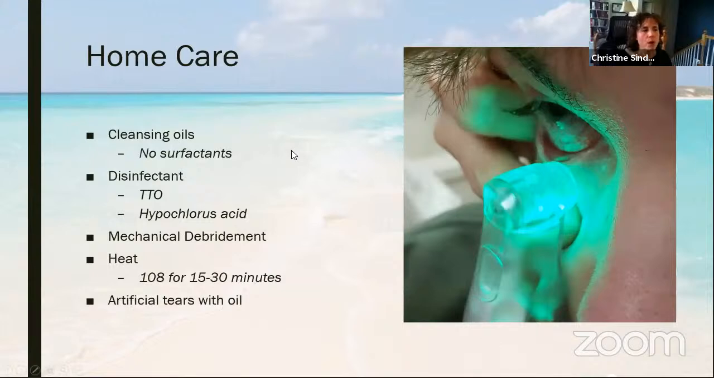So then I send them home with at-home care. I send them home with cleansing oils, some type of disinfectant, whether it's a tea tree oil or the honey or hypochlorous acid. I have them do a lid scrub with the oil, heating masks, and then artificial tears with oil. I don't have an intense pulse light therapy in my practice, but it is quite effective in Meibomian gland dysfunction and in treating the Demodex on the surface of the eye.